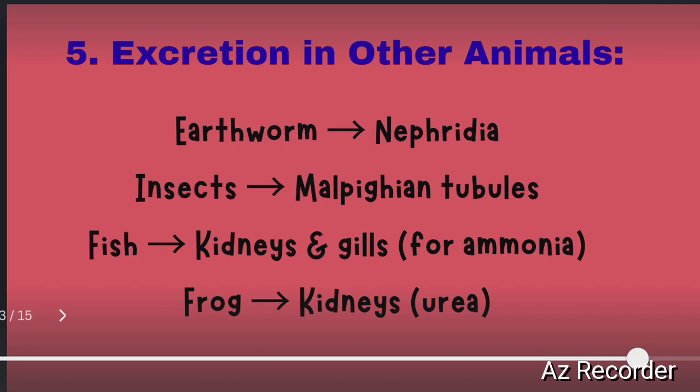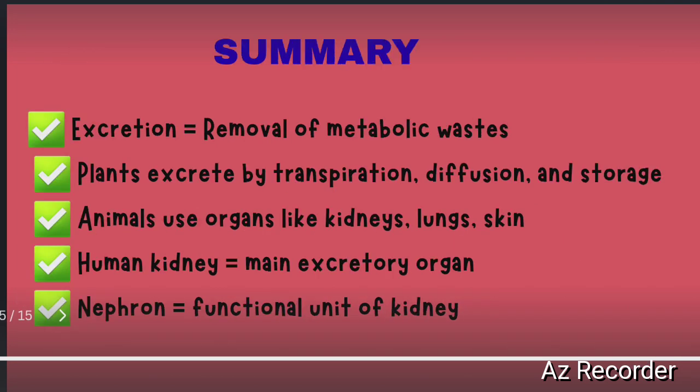In plants, only a few, very simple excretory processes occur, whereas in animals it is very complex. So finally we reached the summary.